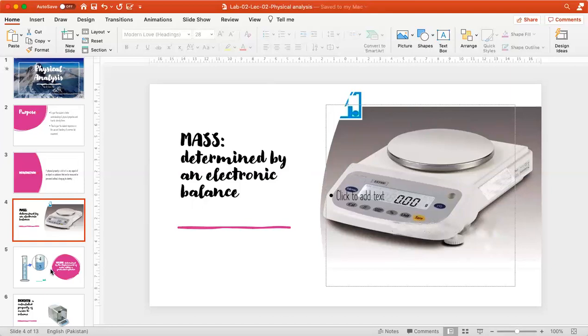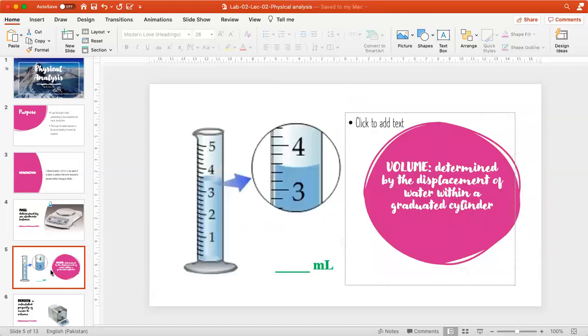Then we go to the volume. Volume is determined by the displacement of water within a graduated cylinder. So this is the volume. If you remember, I told you that the upper meniscus and lower meniscus are what we use for colorless and colored things.